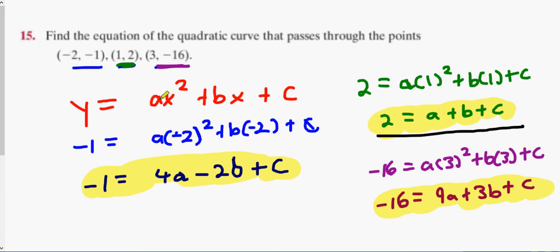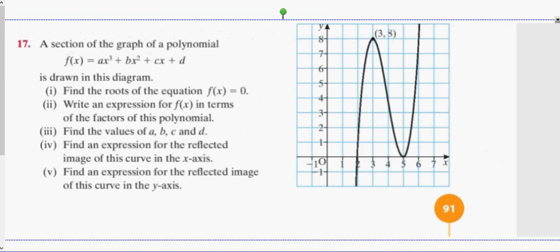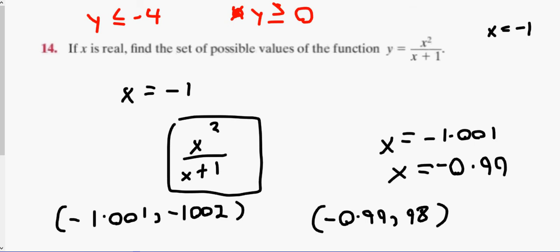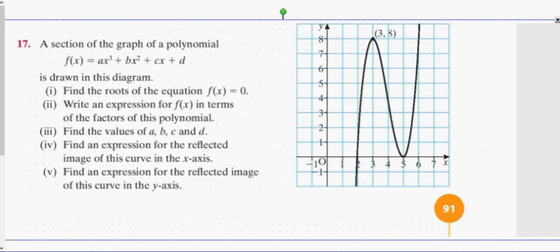And you just sub the 3 letters back into the original equation, and then you get the equation you're looking for. Alright? Good. Now, let's go for the next one. Happy enough with that? Alright. So I've done 14 and 15. I'm going to go for 17 now, okay?